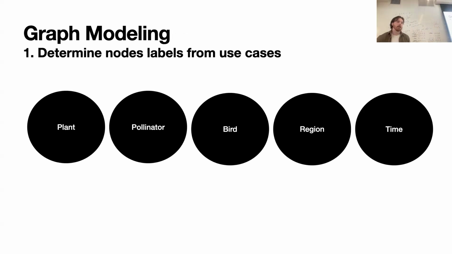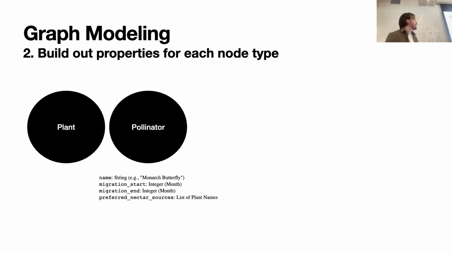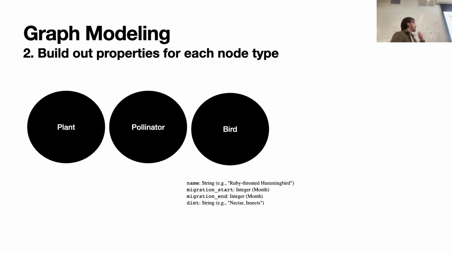Next we're going to determine node labels from the use cases. These are going to be all of the initial types for our graph database. We might have a plant, a pollinator, a bird type, a region type, and a time. These will all have properties. A plant is going to have a name, a bloom start and end time, a hardiness zone, maybe growth habit and nectar value. There are all these properties and ways that we could define each given node. A pollinator could have a migration start and end time. Same with a bird.